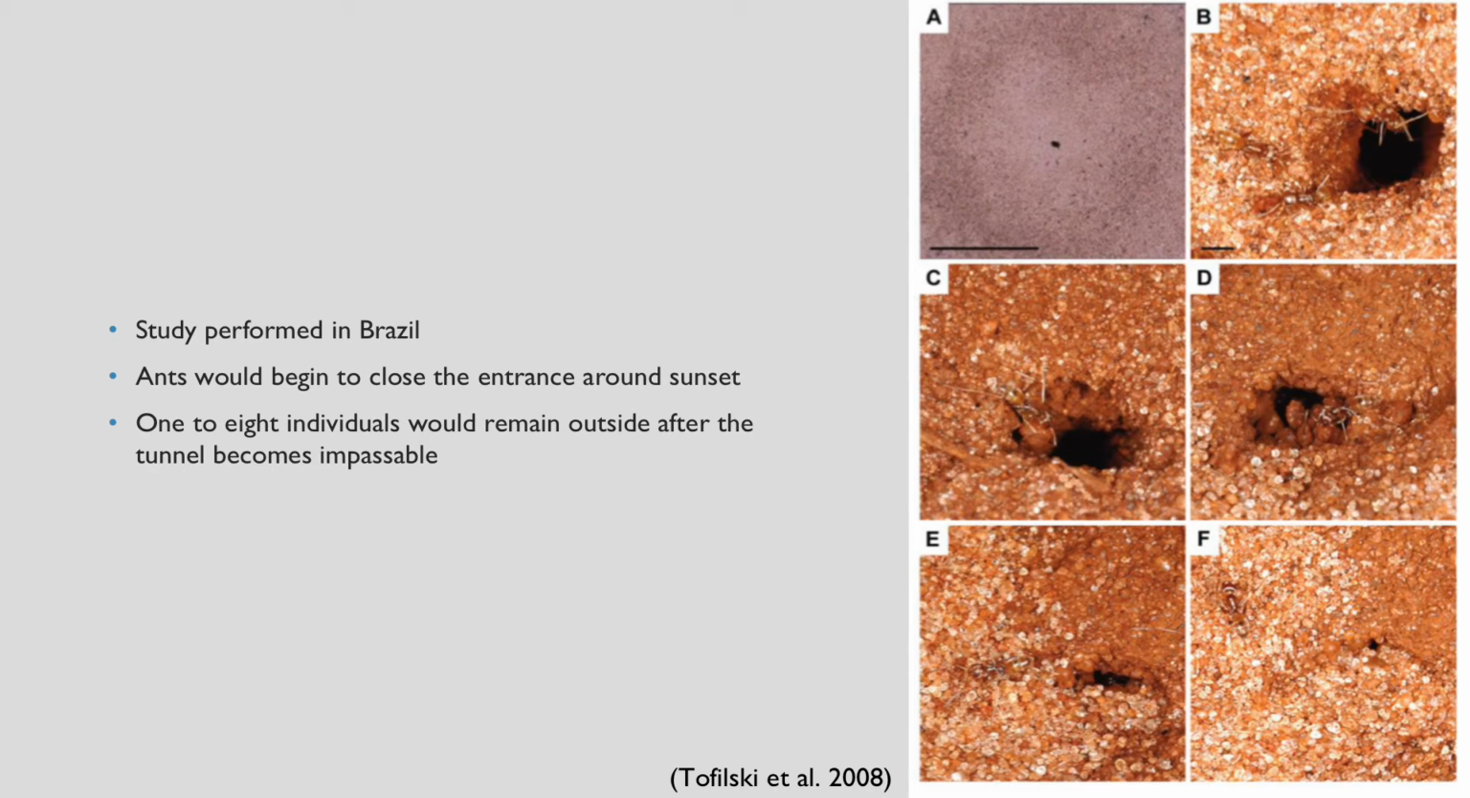However, the nest would eventually become impassable. At this point, it was observed that between 1 and 8 individuals would be left outside, unable to enter the nest, as shown by letters E and F in the photo on the right. This didn't seem to be a random occurrence or an accident either. The ants left outside generally remained outside the entrance for up to 50 minutes, continuing to conceal the nest.